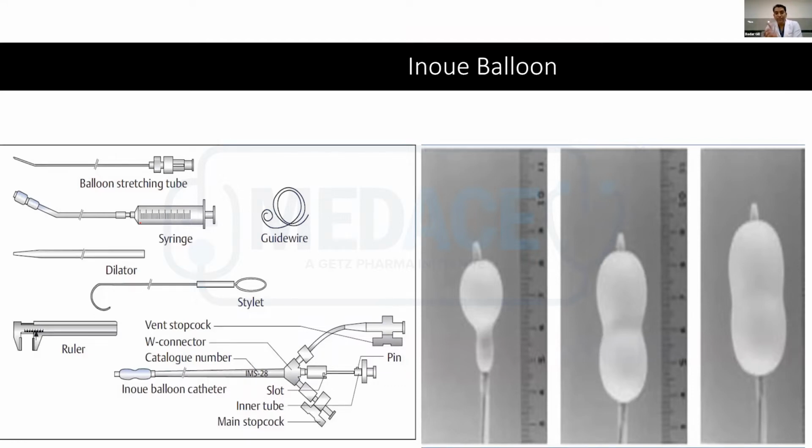I would like to mention a very important step here: there are three parts of this balloon. It is a single balloon, but there are three parts. When we start our inflation, first the distal part of the balloon is inflated. When we continue inflating, then the second part of the balloon, the proximal part, is inflated.